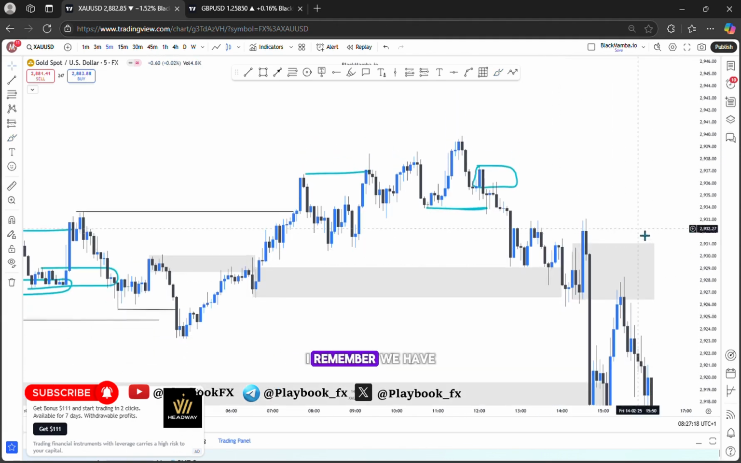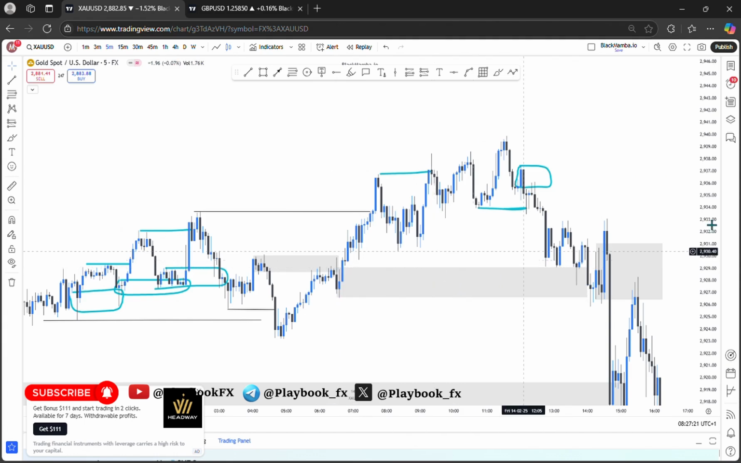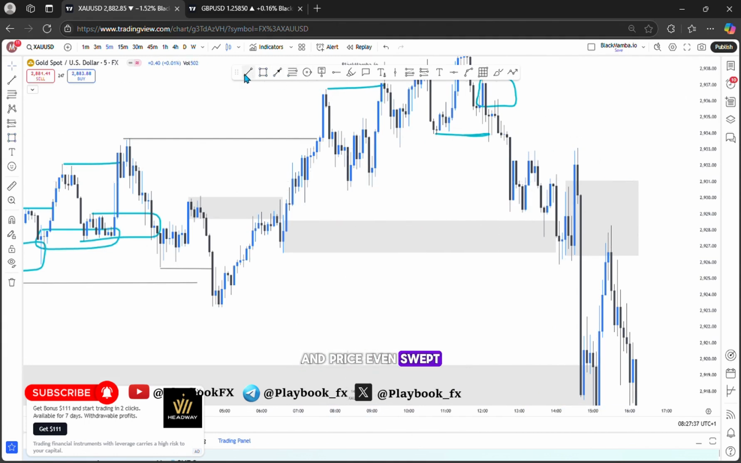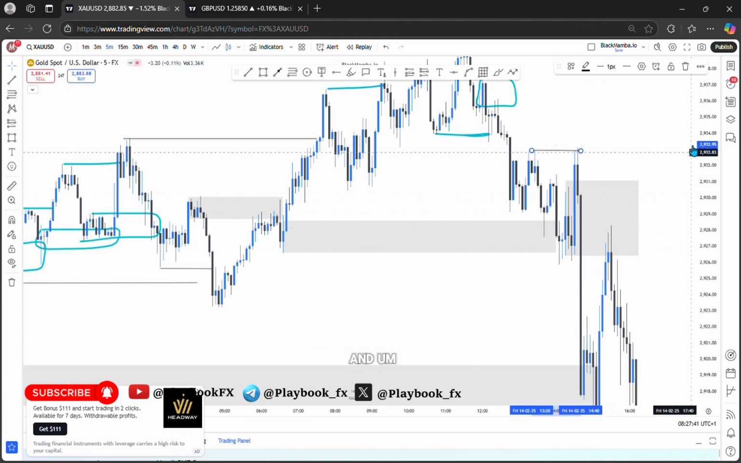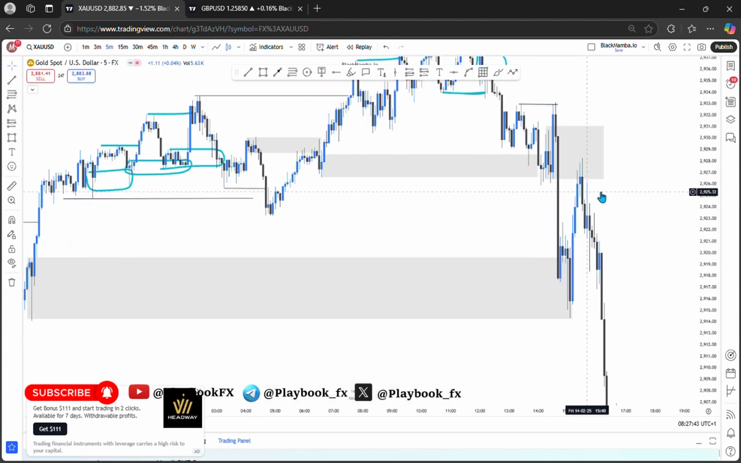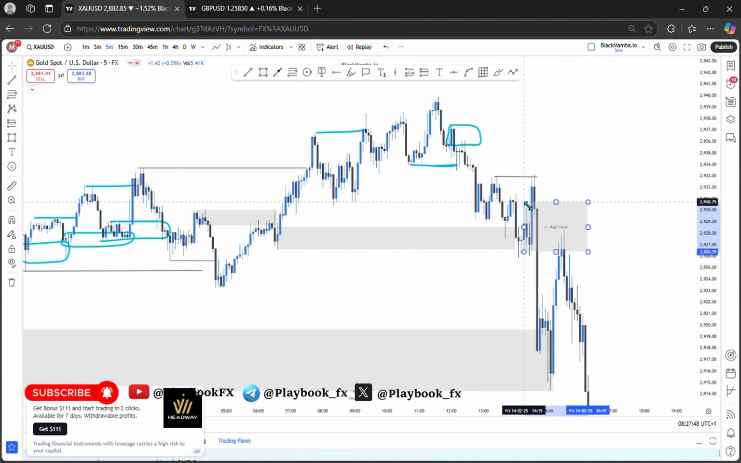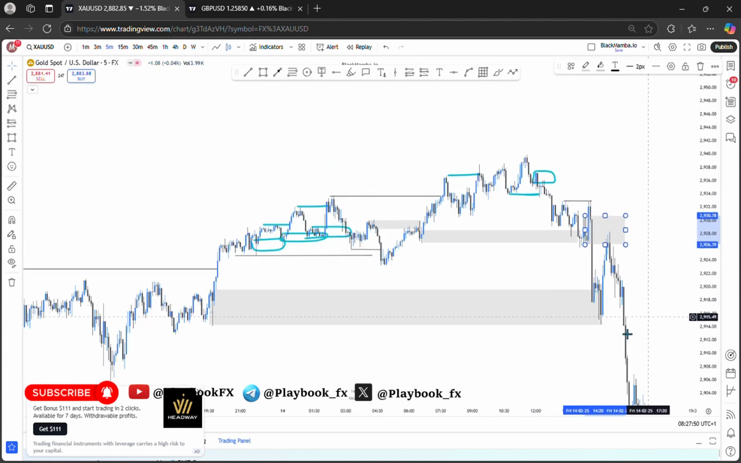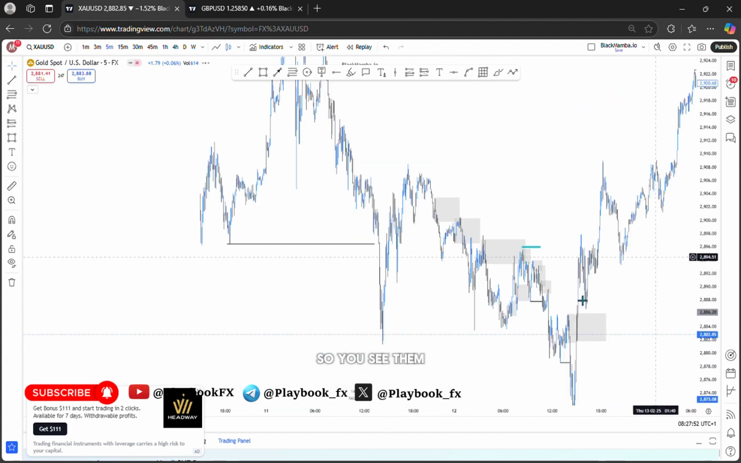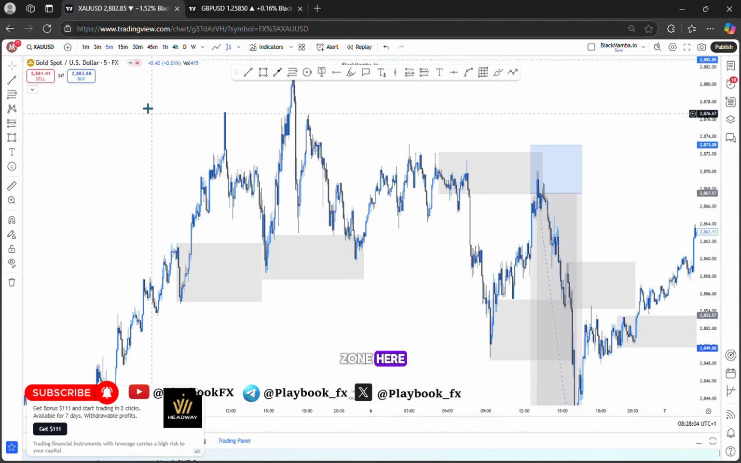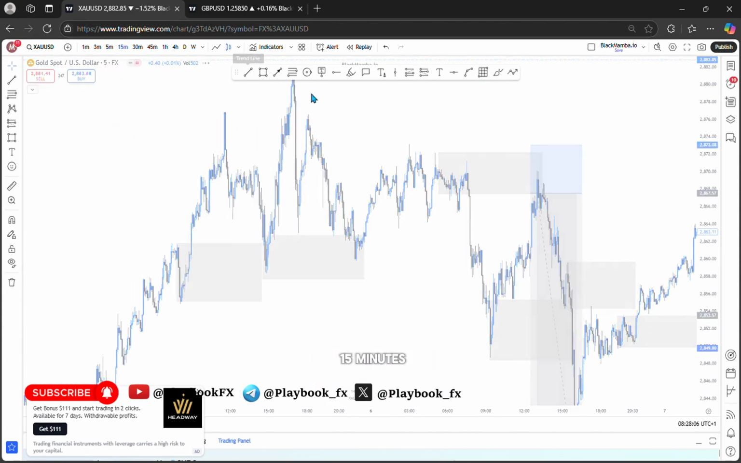So when this demand failed, you can see price came back, mitigated this flip zone, then continued selling to the downside. And remember, we have another flip zone here. Price disrespected this flip zone, giving us another flip zone again, and price even swept the high of this flip zone and pushed to the downside. And later on, price came back, mitigated that flip zone again before selling to the downside. So you see them everywhere on the chart. We had a flip zone here. I think it will be more clear on 15 minutes.